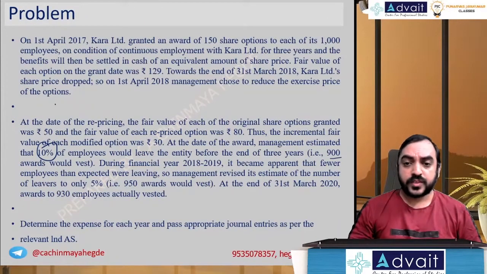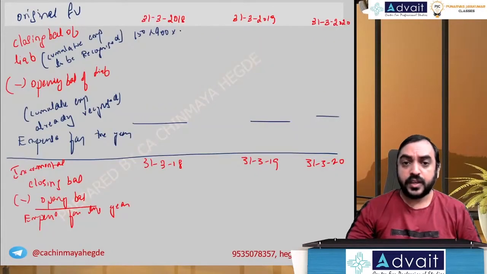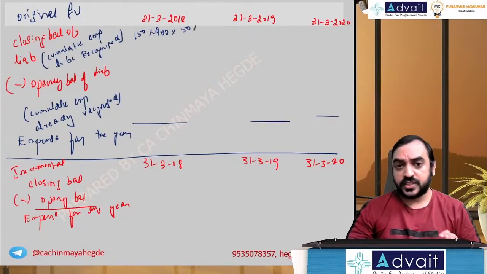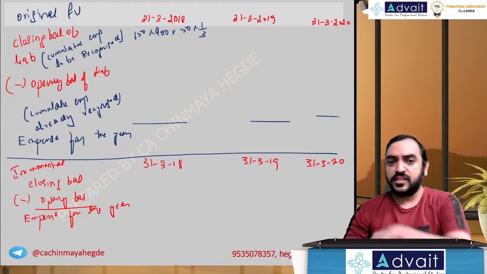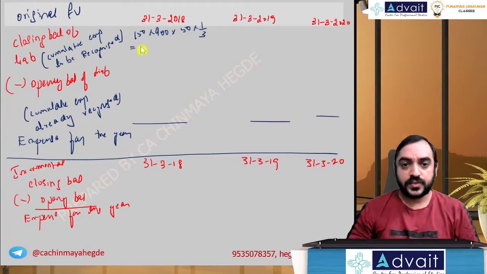fair value, 50 rupees, original 50 rupees, and 1/3. First year 1/3, second year 2/3, third year 3/3. So that is 150 into 900 into 50 divided by 3. 22,50,000.